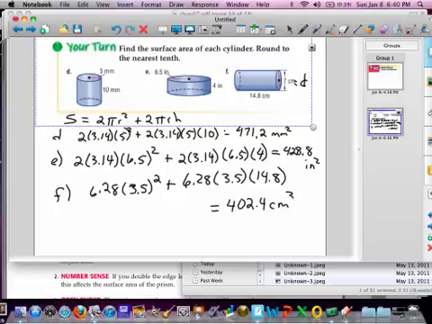square centimeters. All right, well, that's the end of that particular section. So I think you're ready to get started.